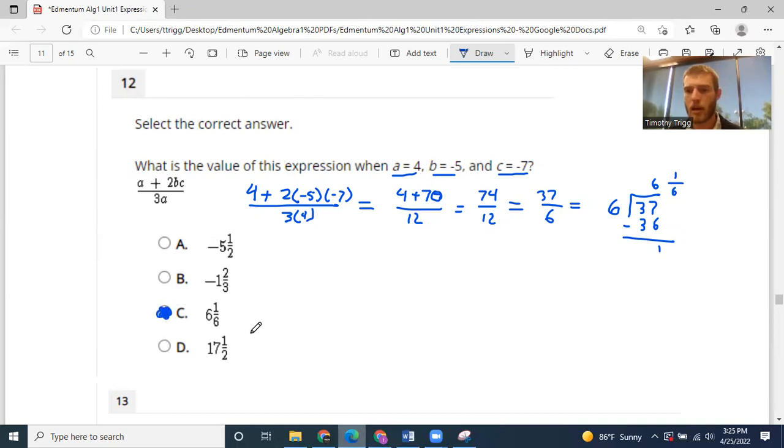Okay. I don't like mixed numbers, by the way. If this were me in my test I was writing, I would have you leave it like this. A reduced improper fraction is better than a mixed number in my book.